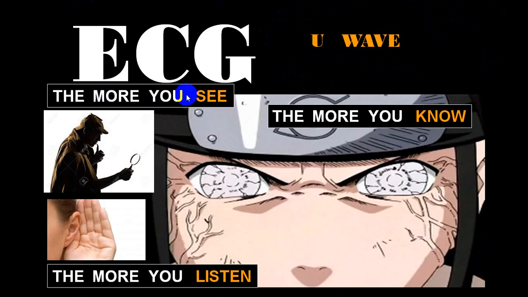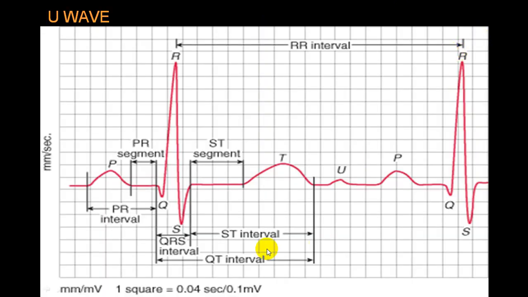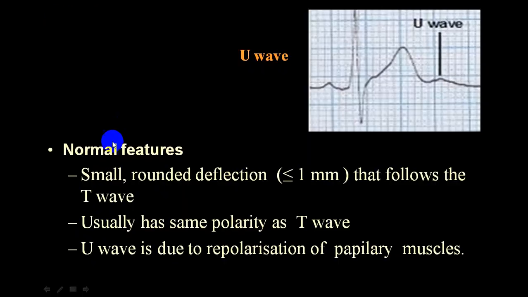As you see more and more ECGs, you will be able to pick up this U wave. So I'll just be going through that. You can see here this is a T wave followed by another positive wave. This is not a P wave, so this is a U wave. This is a P wave. And this U wave may be normal or may be abnormal.